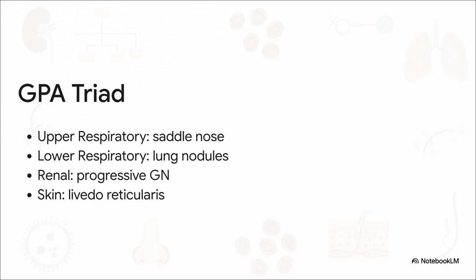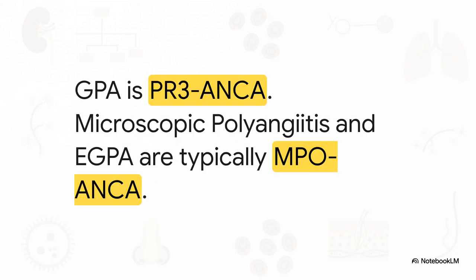You should expect destruction in three key areas: upper airway issues like chronic sinusitis, nasal ulcers, and saddle nose deformity; lower airway findings like lung nodules, cavitations, and hemoptysis; and in the kidneys, you'll see rapidly progressive glomerulonephritis. Now, GPA is heavily associated with PR3 ANCA, but you definitely need to know the MPO ANCA exceptions.